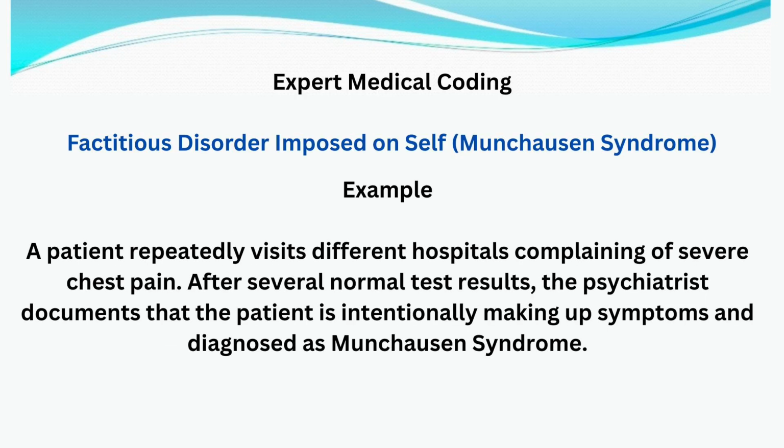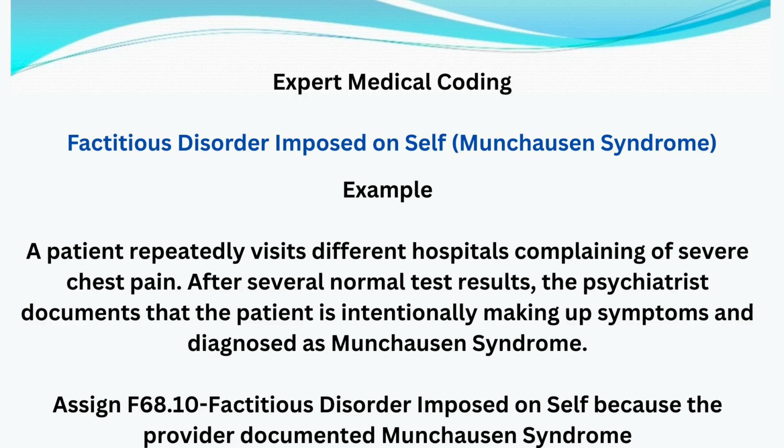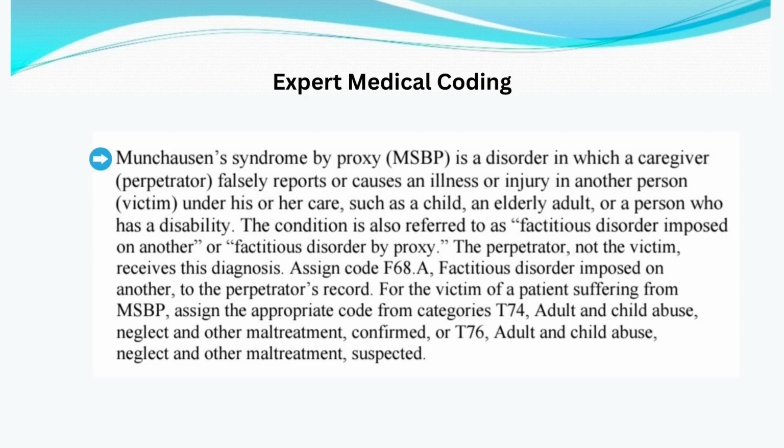Let us see an example. A patient repeatedly visits different hospitals complaining of severe chest pain. After several normal test results, the psychiatrist documents that the patient is intentionally making up symptoms and diagnosed as Munchausen syndrome. So here we need to assign F68.10 factitious disorder imposed on self because the provider documented Munchausen syndrome. Now let's continue with the next guideline.